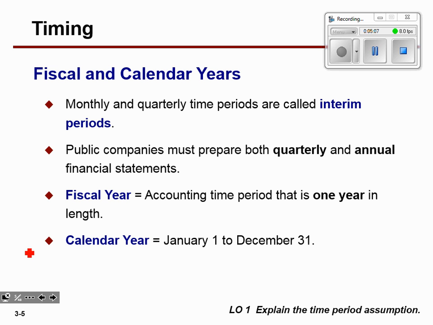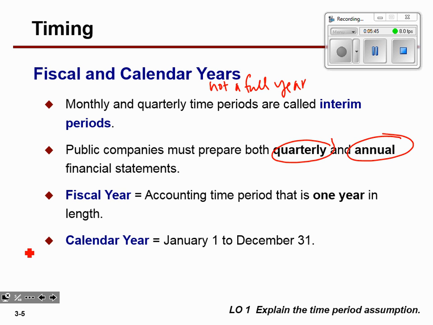Monthly and quarterly time periods, which of course are not a full year, are called interim periods. A publicly traded company, when their shareholders involved, have to do both quarterly and annual financial statements. So we've done income statement, owner's equity statement, balance sheet. Those are financial statements. Publicly traded companies or public companies legally have to produce them quarterly and annually.